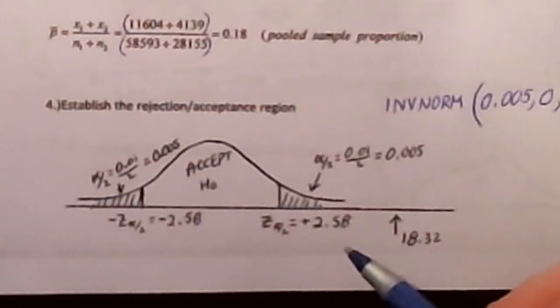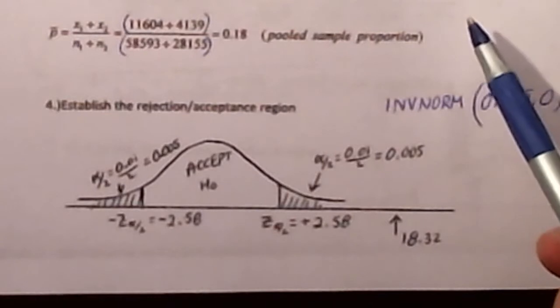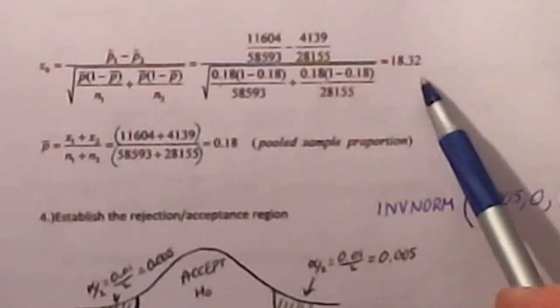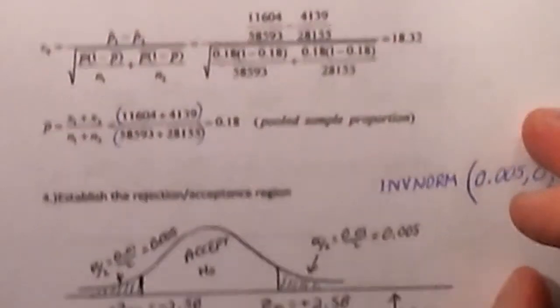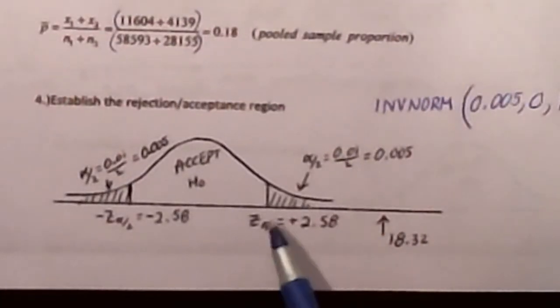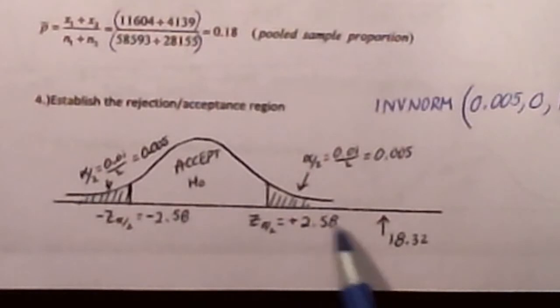And now, ladies and gentlemen, we're ready to make a decision regarding our hypotheses here. Notice our test statistic, which was computed up here, was about 18.32, and 18.32 is greater than 2.58, and so it falls very safely into the upper tail rejection region of this normal distribution. And because of that, sample evidence is strong enough to suggest that we are able to reject the null hypothesis.